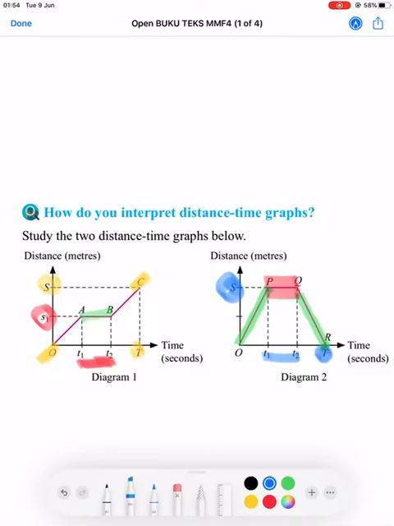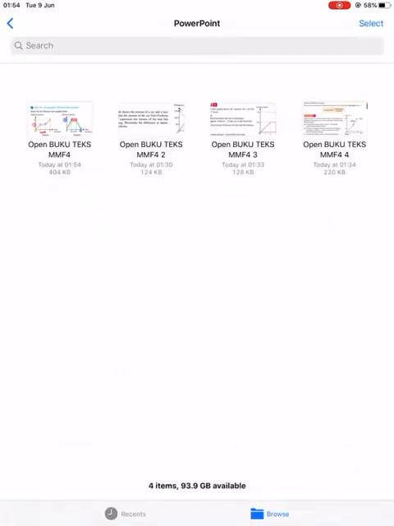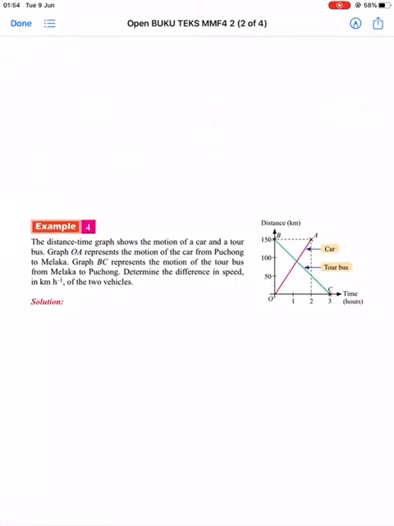Next let's look at another one. Here we have example 4 from the textbook. The distance time graph shows the motion of a car and a tour bus. The car is the pink line, the tour bus is the green line. Graph OA represents the motion of the car from Puchong to Malacca. Graph BC represents the motion of the tour bus from Malacca to Puchong. Determine the difference in speed in kilometer per hour of the two vehicles.